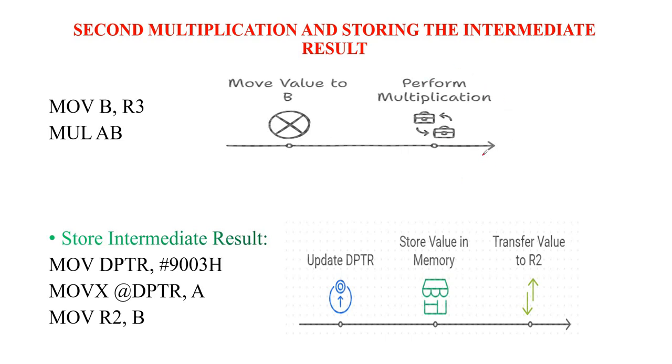Then after that, here: move dptr comma hash 9003. Here we are updating the dptr. So the dptr is updated to the 9003h location, and the current value in A, that is the result of the second multiplication, is stored at this address. And then the higher byte of the result from this multiplication will be stored into R2. Here: move R2 comma B.